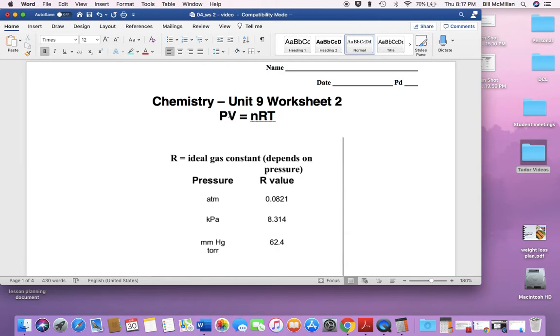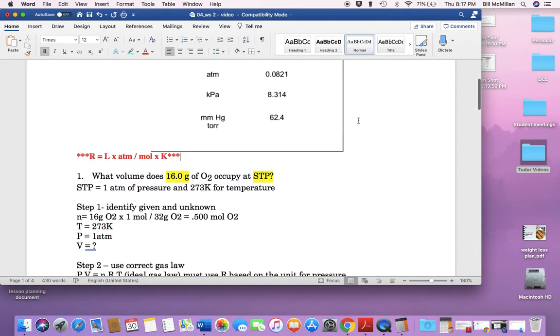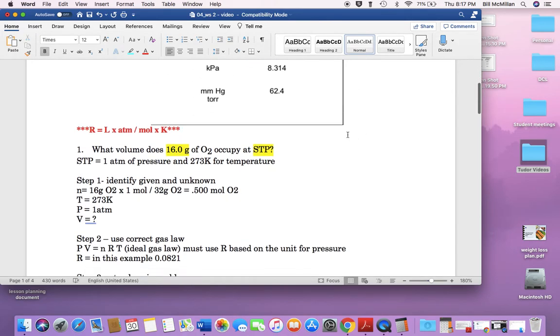P is pressure, V is volume, n is moles, R is the ideal gas law constant, so it's going to be this chart right here, and T is temperature. A few things that are going to be important to know. R basically equals liters times atmosphere divided by moles times Kelvin.